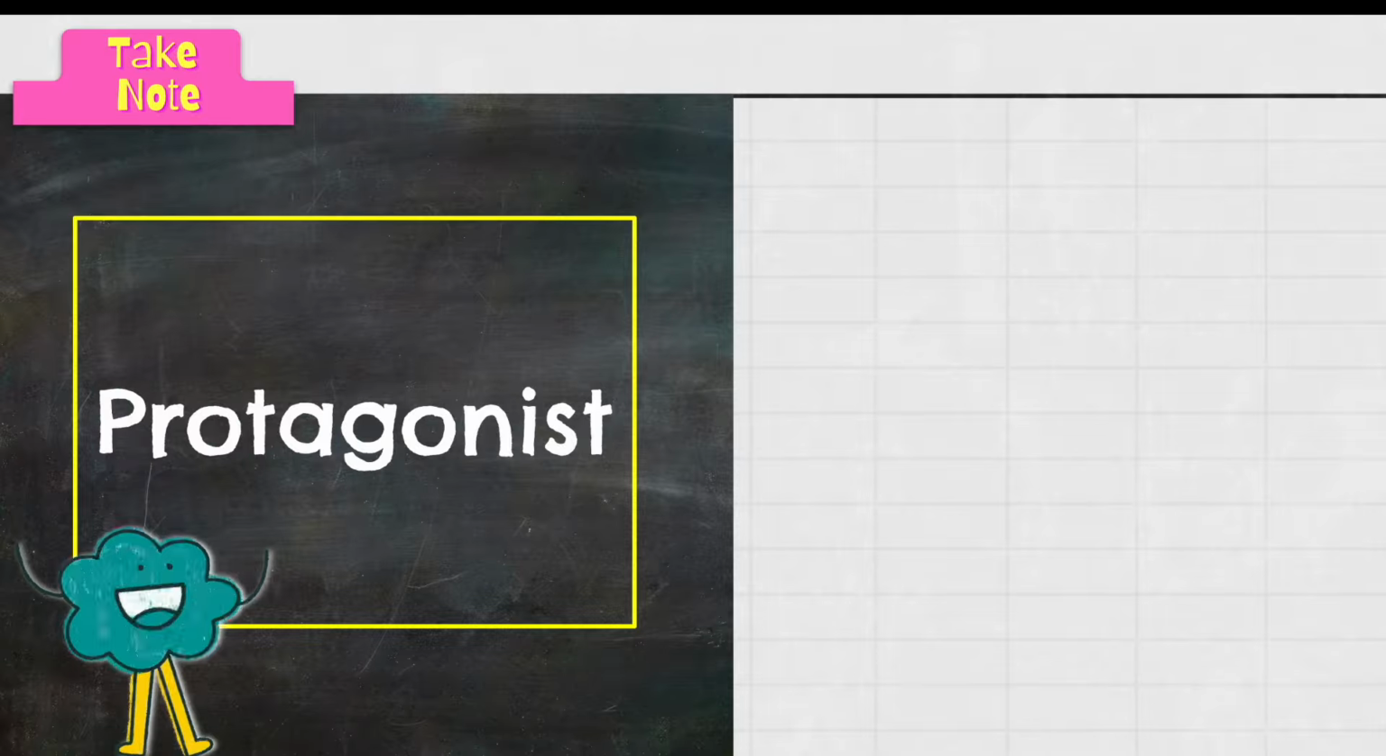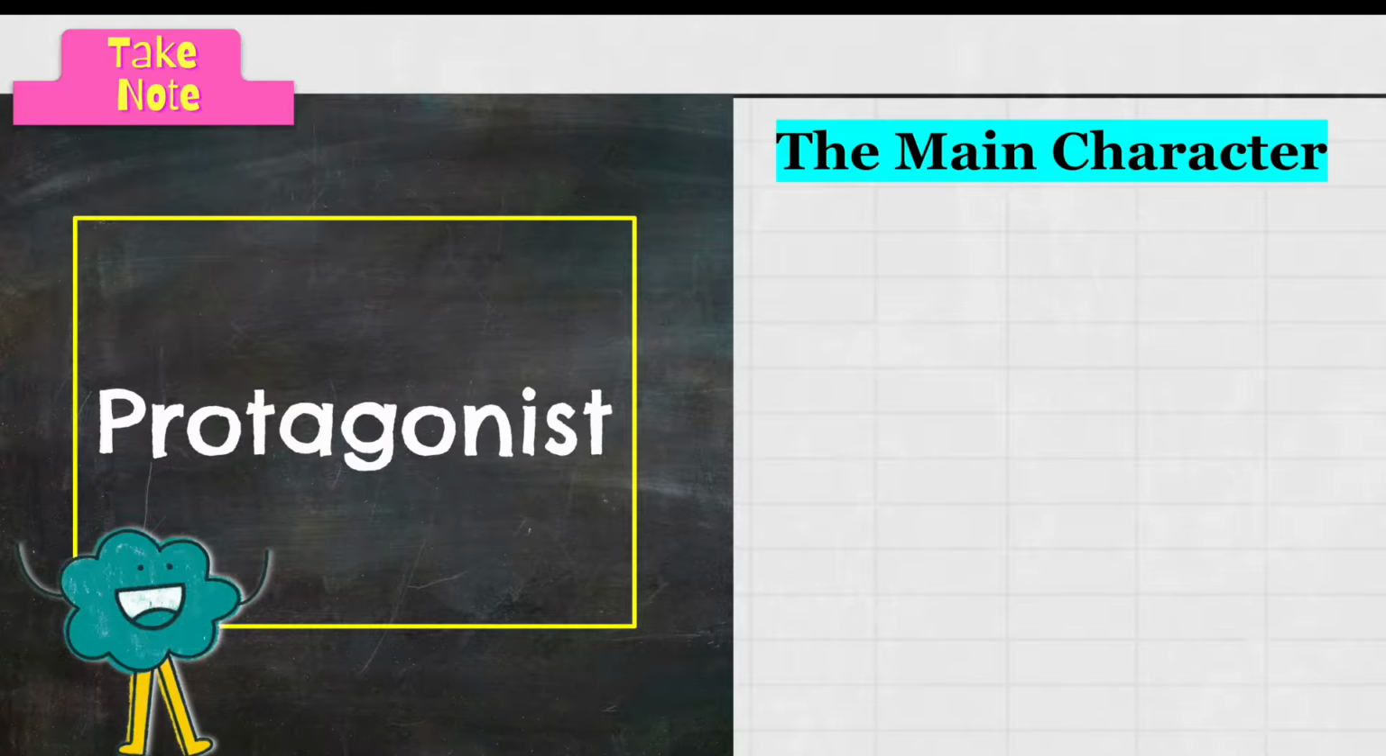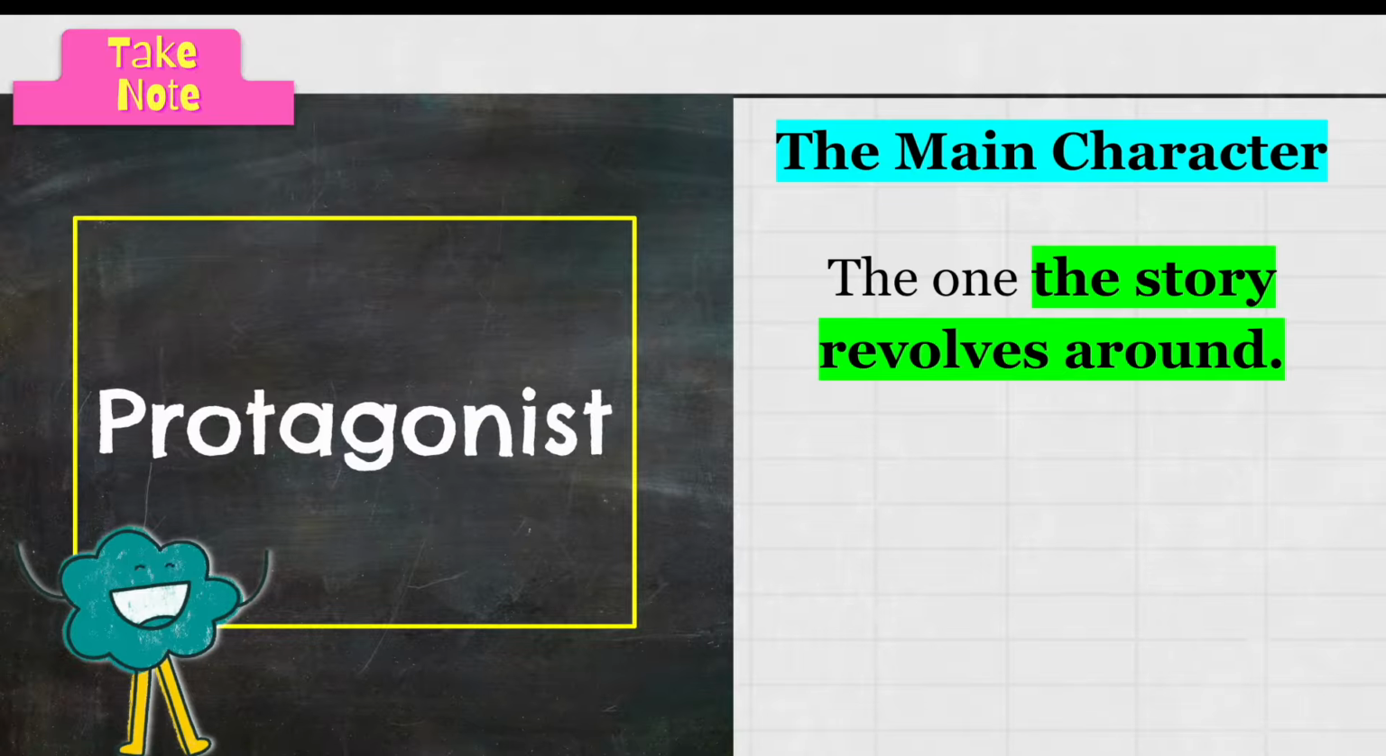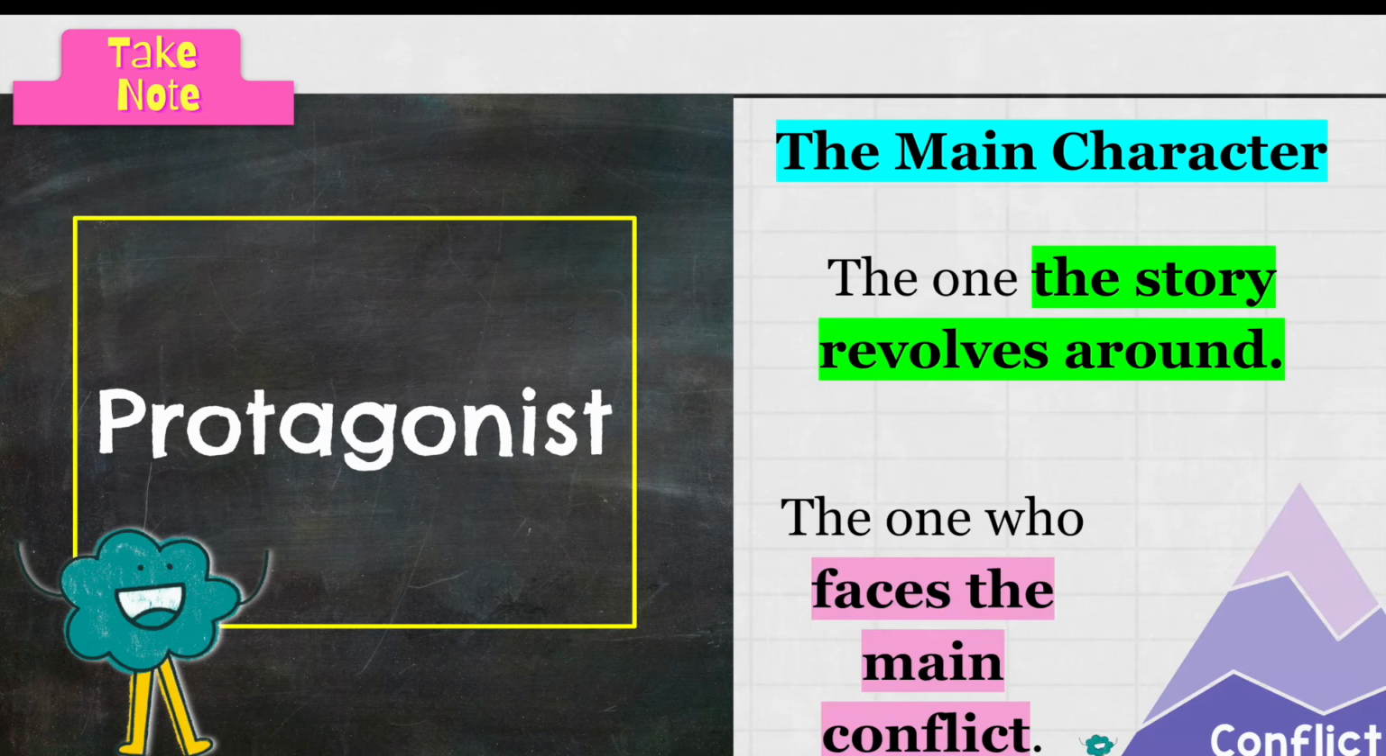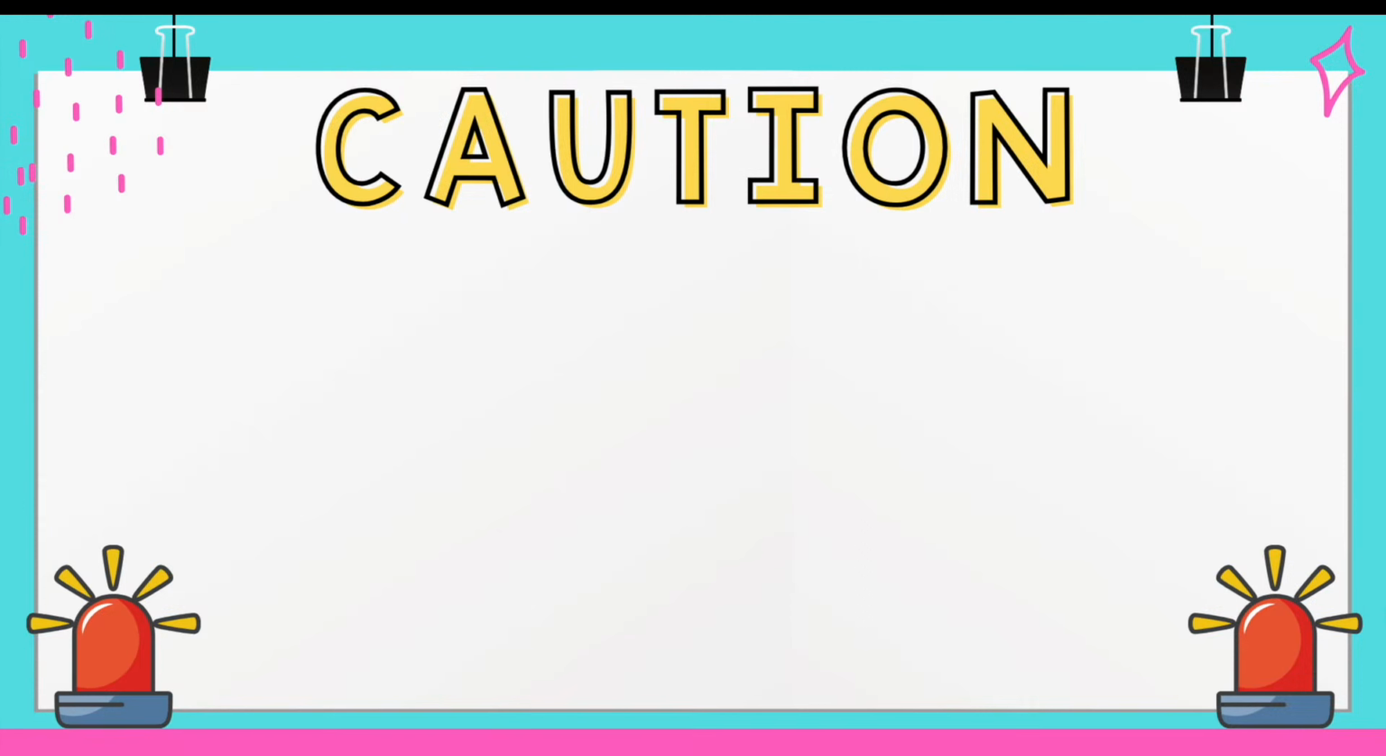First, we have protagonist, and we might have heard this word before, but protagonist is just the main character. It's the one the story revolves around, and it's the one who faces the main conflict. Sometimes stories can have more than one protagonist, especially if they have parallel plots or multiple perspectives. But it's whomever the story revolves around and the one that faces the main conflict in the story.